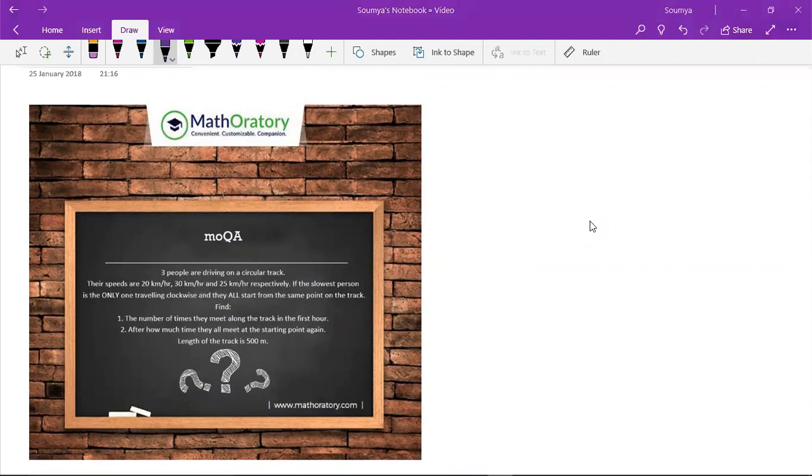I'll just read this out for you guys. There are three people who are driving on a circular track. Their speeds are 20 km per hour, 30 and 25 respectively. The slowest person is the only one traveling clockwise, and they all start from the same point on the track. Find a couple of things here. First is the number of times they meet along the track in the first hour, and second is after how much time they will all meet at the starting point again. The length of the track is given as 500 meters.